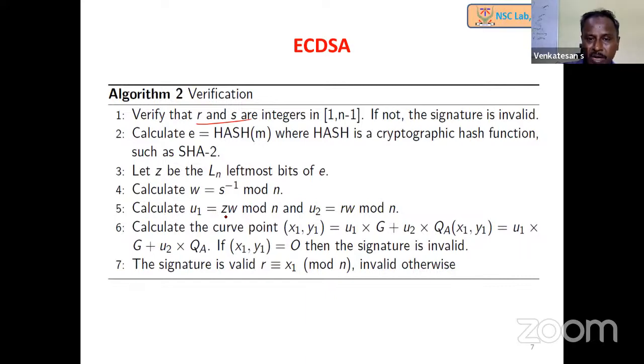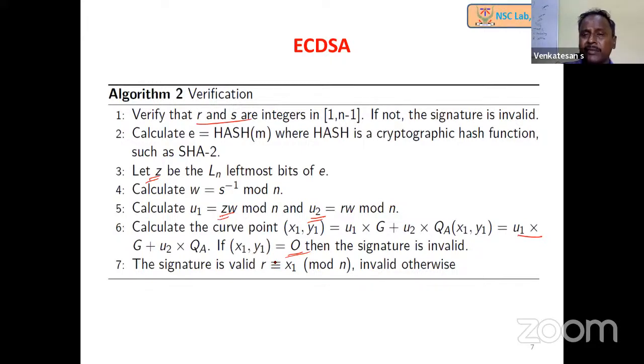And we compute U1 and U2. U1 is Z times W. Z we know, because that is the leftmost bits of the message hash. U2 is R times W. So Z is known, W is known, and R is known, because R also comes from the sender side. Then we calculate the curve point x1, y1 based on this equation. If x1, y1 is the point at infinity, then we say the signature is invalid.